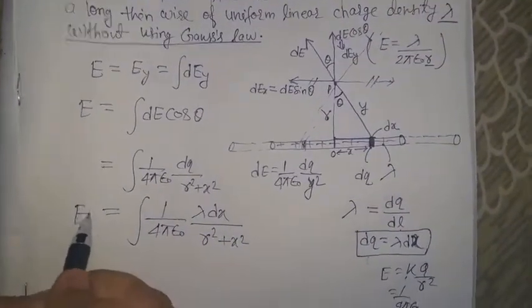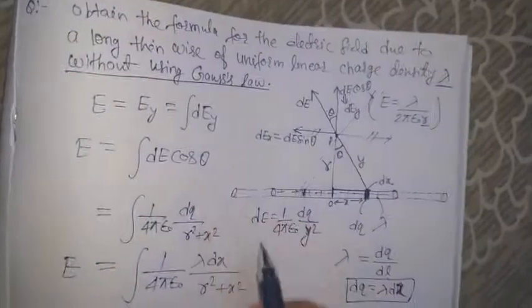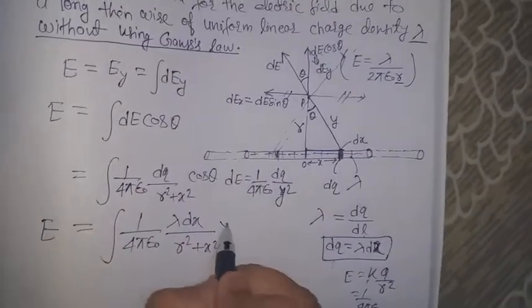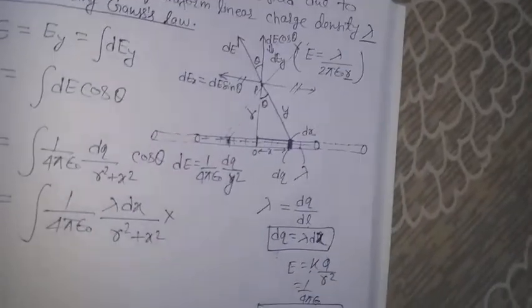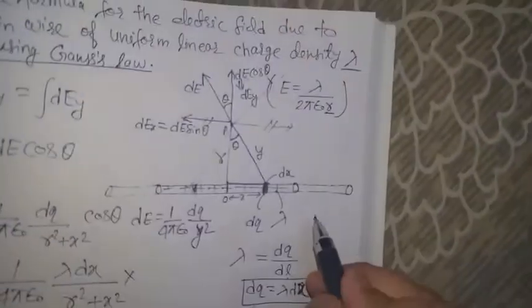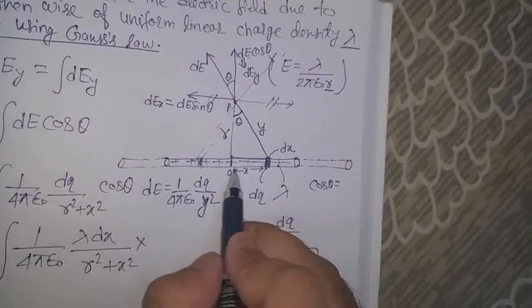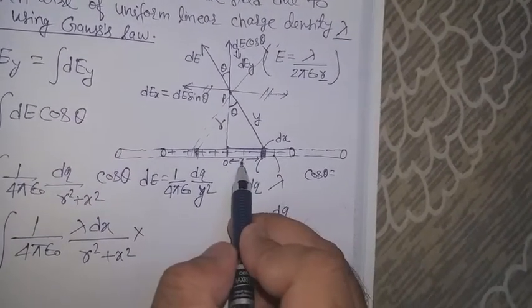Now see, this is multiplied by cos theta. And what is the value of cos theta in this triangle? Cos theta equals base upon hypotenuse. Base means what?